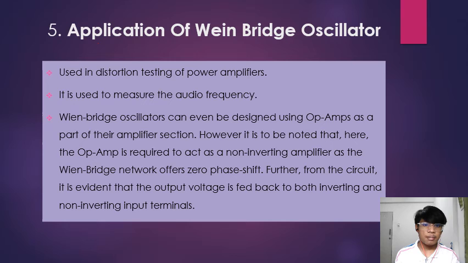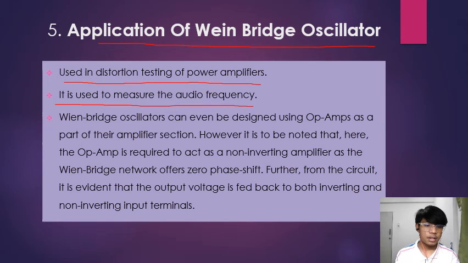Okay, this is the application of the Wein bridge oscillator. The first application of the Wein bridge oscillator is used in distortion testing of power amplifiers. The second one, it is used to measure the audio frequency. And the third one, the Wein bridge oscillator can even be designed using an operational amplifier as a part of its amplifier section. So how is the Wein bridge oscillator applied?